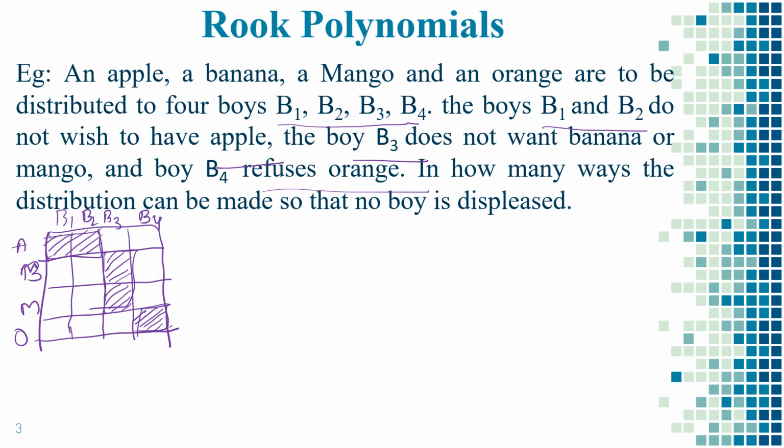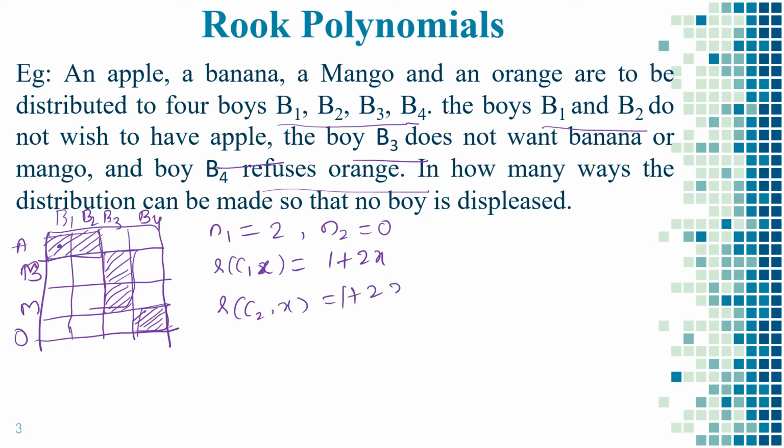Now calculate the polynomial for all the 3 boards. So for R of C1(x), the n1 value is equal to 2, and n2 cannot be calculated because we have only 2 squares. If you place the first rook over here, the second rook cannot be placed over here. So R of C1(x) is equal to 1 plus 2x. Same way R of C2(x), again it has only 2 squares, so R of C2(x) is equal to 1 plus 2x. And R of C3(x), here we have only 1 square. For the trivial case, the equation is 1 plus x.